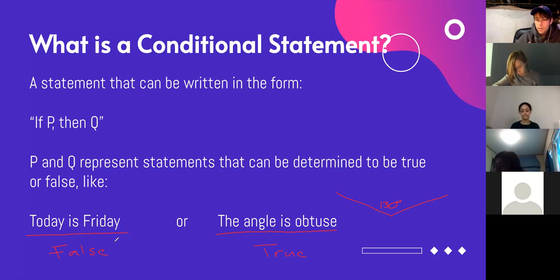These statements that we use to build a conditional statement need to be easily verifiable. We can look at them and decide: is it true, is it false? You don't want any ambiguity, any unclearness in it. It needs to be very clear whether we can decide if something is true or false when we're working with conditional statements.